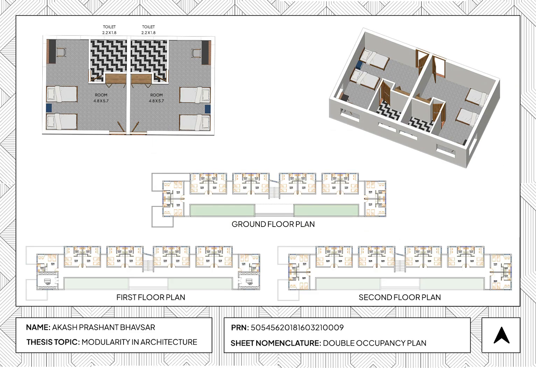Moving on to the double occupancy block, the room size is the same as that of the single occupancy, but the layout is set according to the double occupancy setup. Both options being comfortable provide flexibility between each of them.